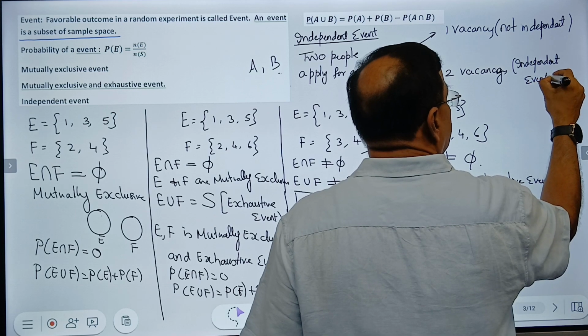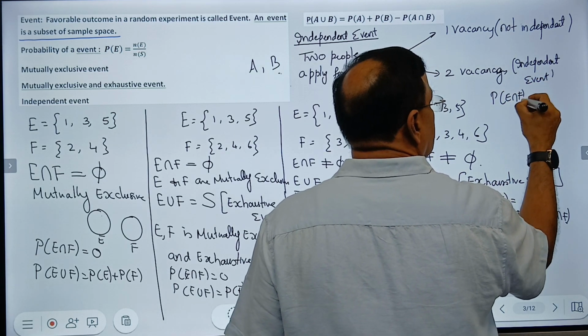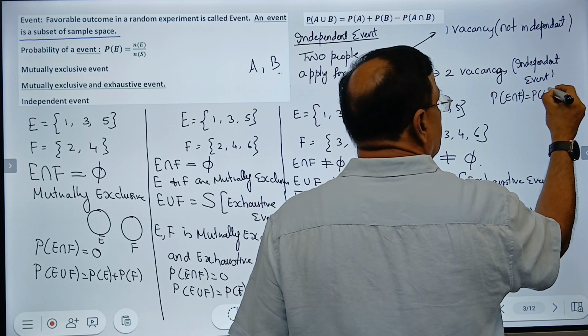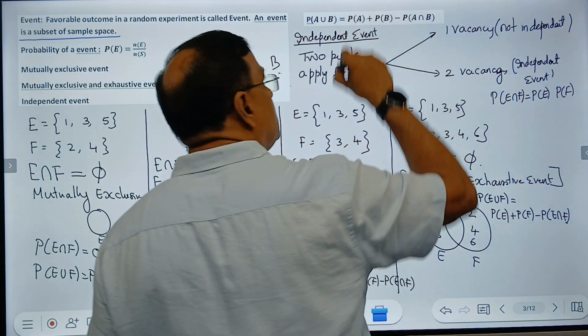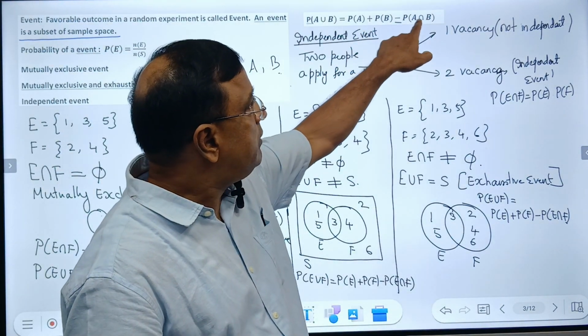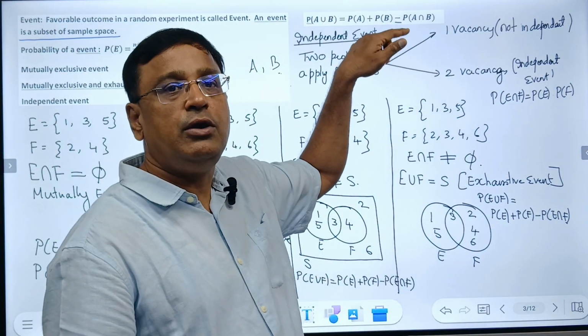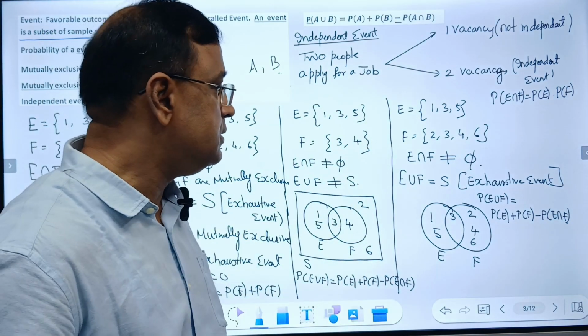Now for an independent event, there is a formula. P of E intersection F is P of E into P of F. Don't forget this. Now you can put this in the formula. So in this formula, wherever A intersection B is there, you can write P of A into P of B. That's all. That will satisfy this.